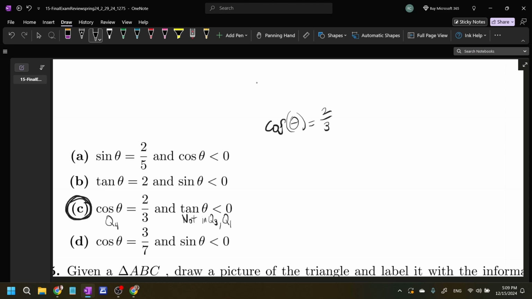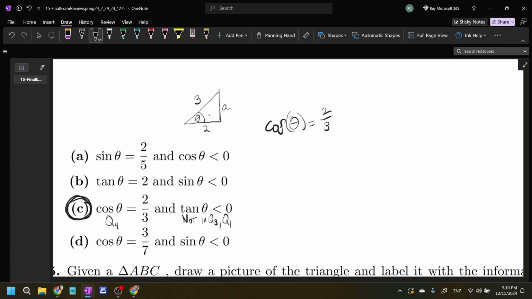Okay, so cosine of theta is 2/3. Let's recall what cosine even means. I know I've drawn this angle not in quadrant 4. I'm just doing this to remind you what cosine means. Cosine of an angle is adjacent over hypotenuse. So the adjacent side is 2 and the hypotenuse is 3. We need to find the opposite side in order to solve for sine, tangent, and the other trig functions. So let's call the opposite side A.